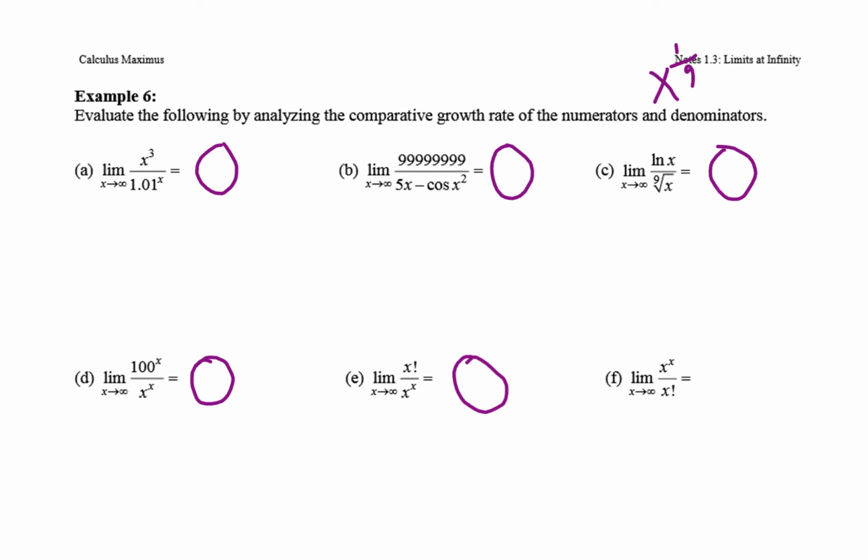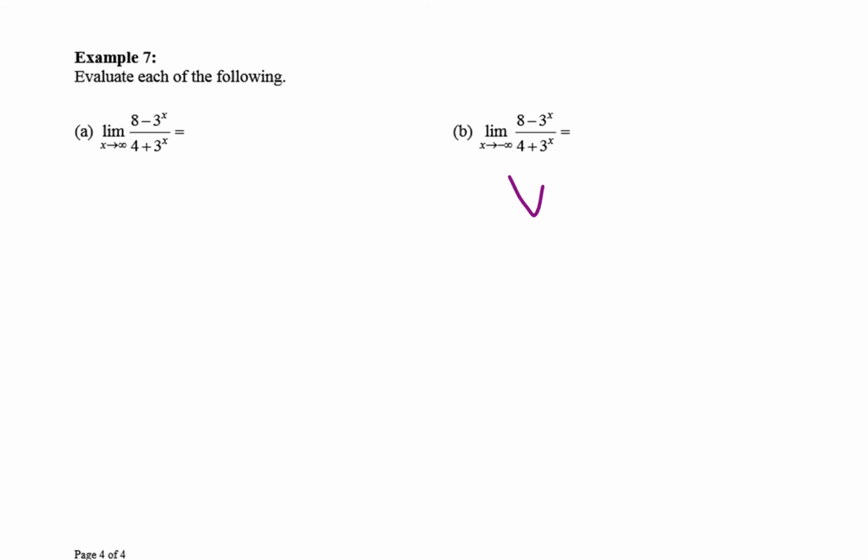I wonder if they'll all be 0. Here we have the king of growth over the factorial. So the numerator is growing infinitely faster than the denominator. So this one is, in fact, infinity. Okay, last two problems, and this one will be for you to try.